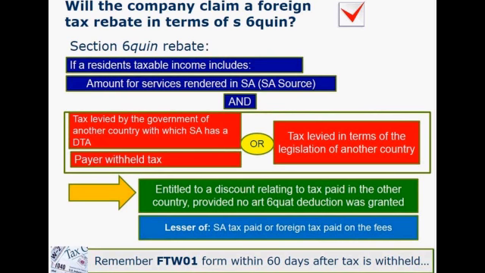Okay, then apply for the Section 6 quin rebate. So it's your rebate for foreign taxes on services that you physically render from South Africa. You apply for the rebate, but the rebate would be limited to the South African taxes paid. Fortunately, South Africa is never going to give you more than the actual tax that you're paying in South Africa.